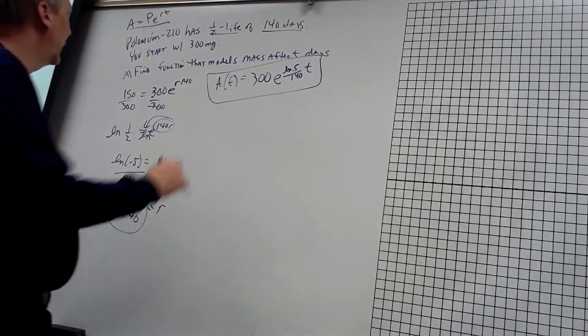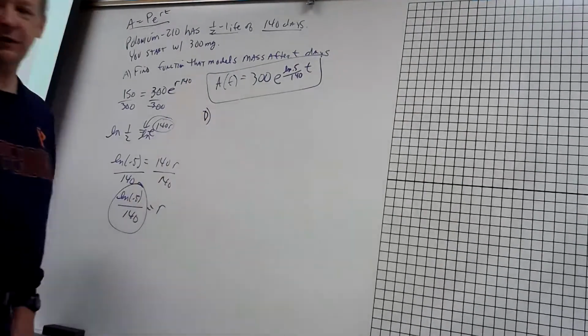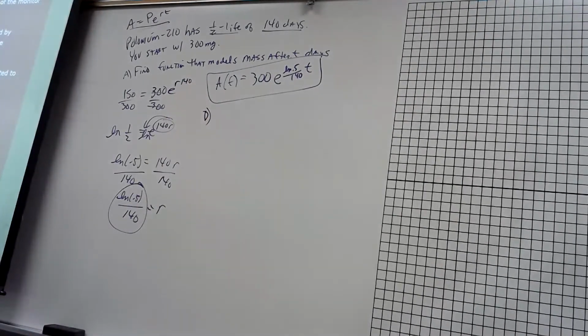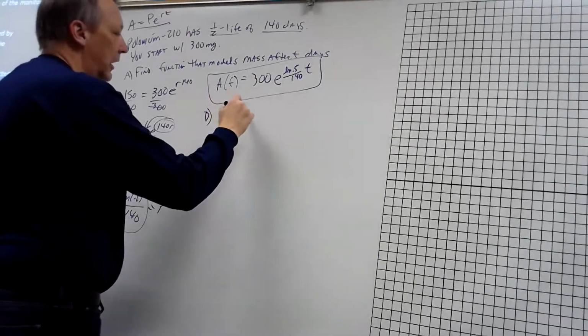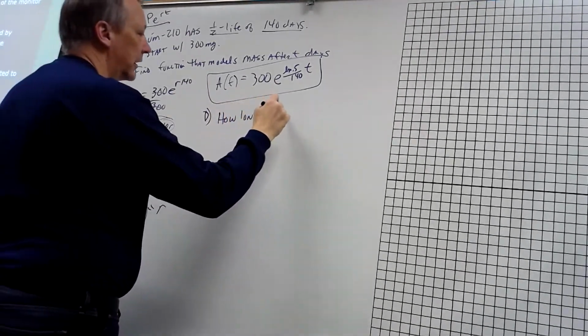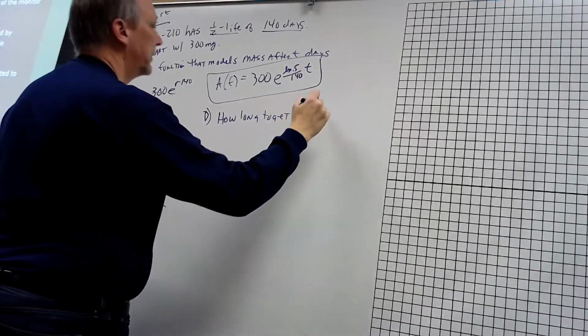Here, I'm just going to do part D on here. We're going to skip ahead because I want to make sure I have stuff for Newton's law of cooling. How long to get 200 milligrams left?